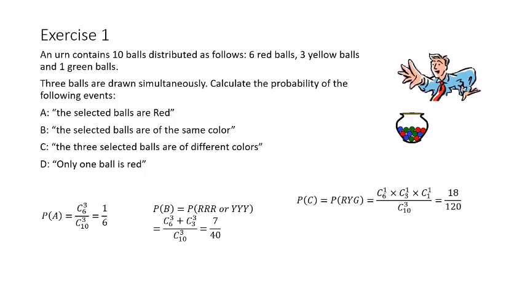Part D: only one ball is red. It means one ball is red, and the others are not red. In this case, when you say simultaneously, you don't say first ball, second ball, third ball. You draw all the balls at the same time. There is no first ball. They're all at the same time.